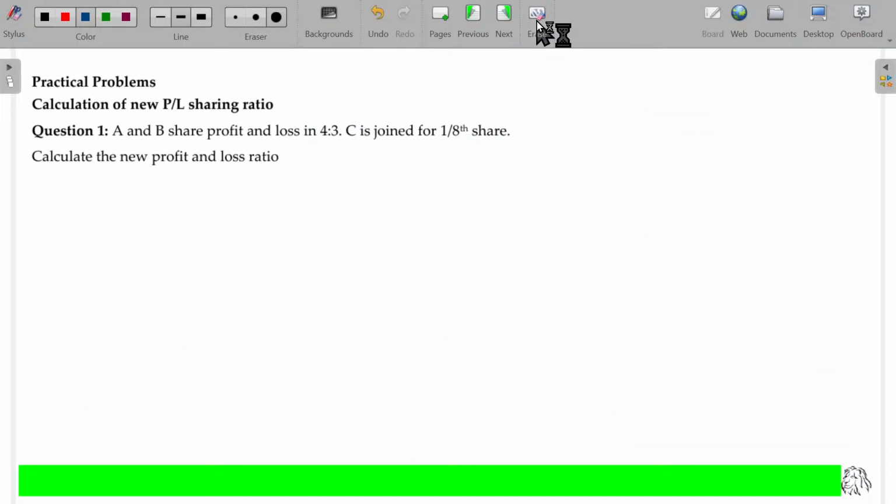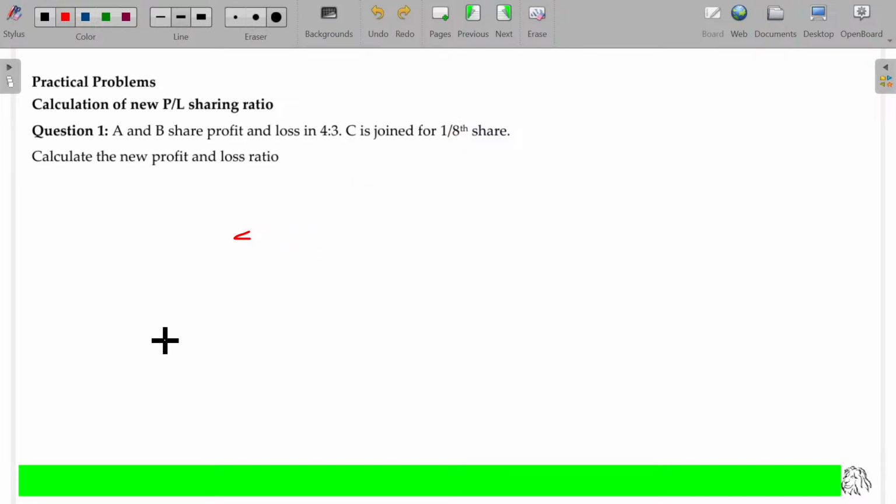Very interesting one. What's that? If the ratio is of the first type, 4:3, and the incoming partner's share is 1/8, put that directly here and do the summation. If the summation is equal to the denominator, then this is the final answer. So simple, right?